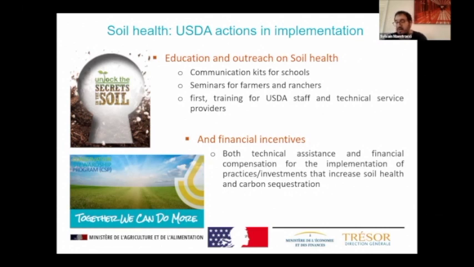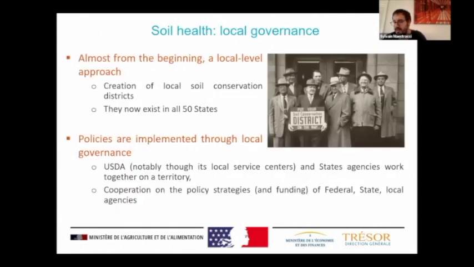And the second is the Conservation Stewardship Program. The idea is for farmers that are already effective at the environmental level, to help them scale up with new practices. Those programs can be used, and are used, to implement soil health. What I saw in the other presentation is that soil health is really something very local and needs local governance.